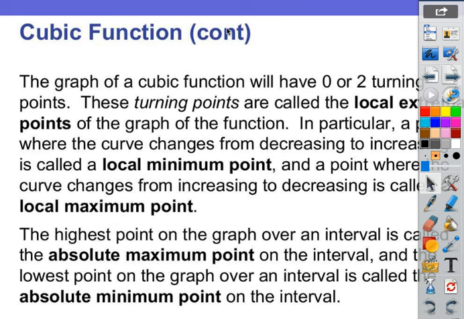If it is the highest the graph ever goes anywhere on its entire domain, then that's an absolute maximum. But if it's just a maximum within a certain area, it's called a local maximum or local minimum, and I will talk about that when we get a picture up here.